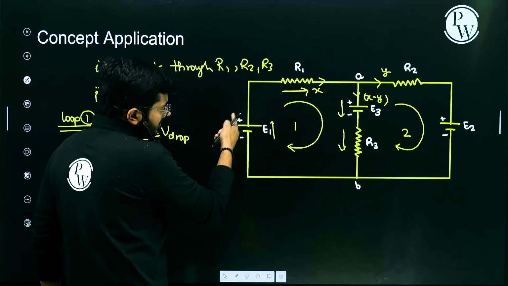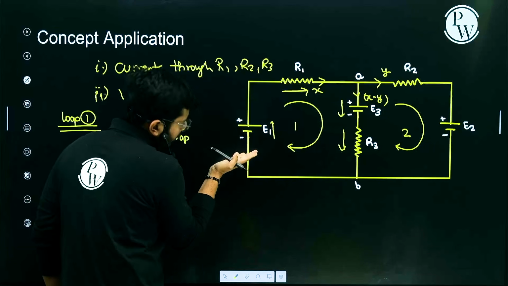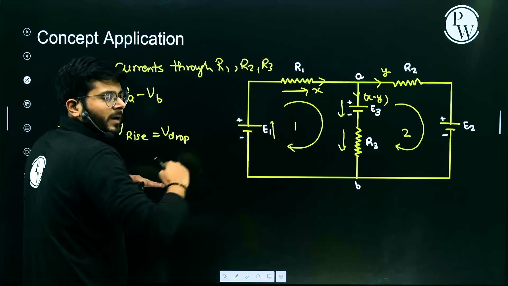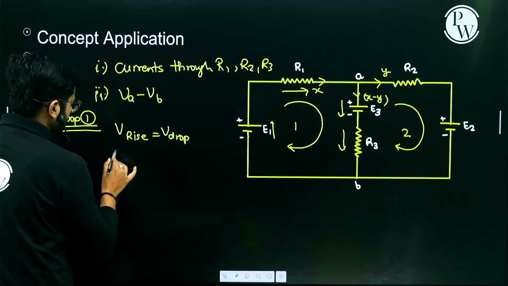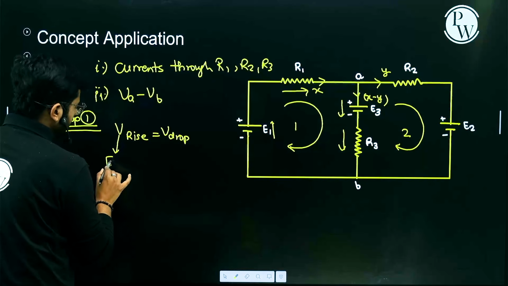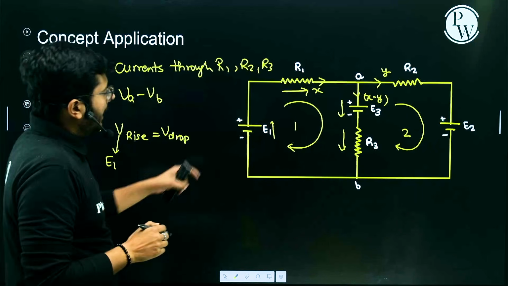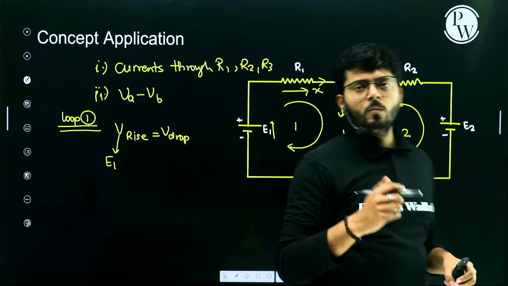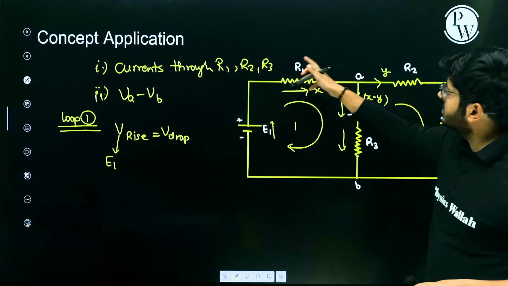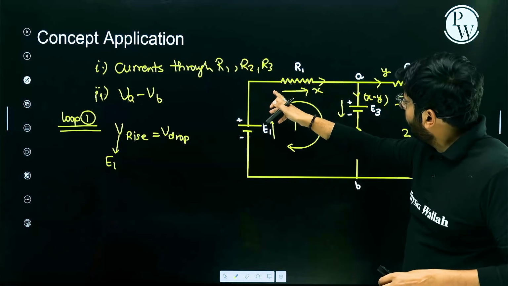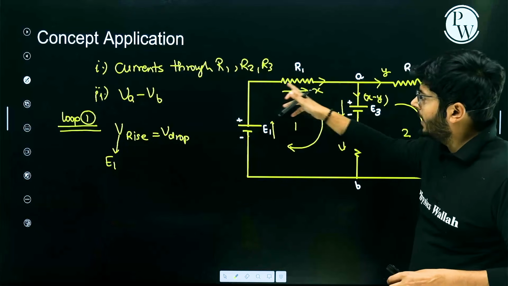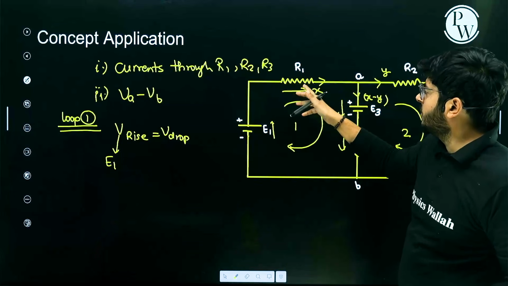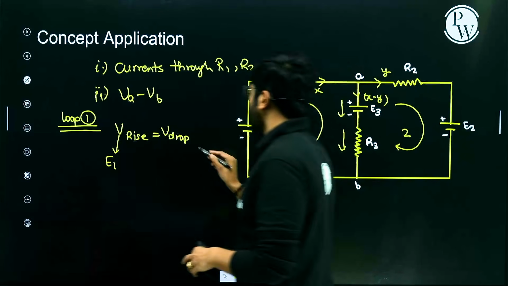While moving across this battery, you are moving from lower to higher, negative to positive. So when you're moving from lower to higher across this battery, you observe a potential rise. So write it on this side, E1. Now when you moved across this resistance R1, what did you get? We are moving in the direction of current. Current is from higher to lower potential, so we will observe a potential drop. How much potential drop will you observe? X into R1. So write it on the drop side.